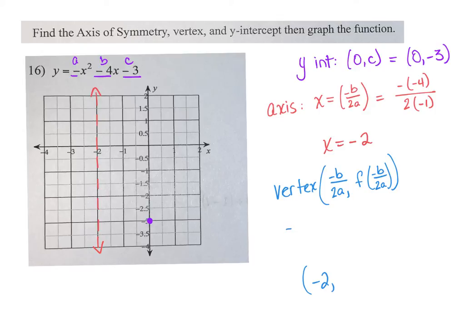So negative x squared minus 4 times x minus 3. Negative 2 squared is 4. Then I negate it. Negative 4 plus 8 minus 3 is 1. So my vertex is going to be (-2, 1), and I'm going to put that right here.